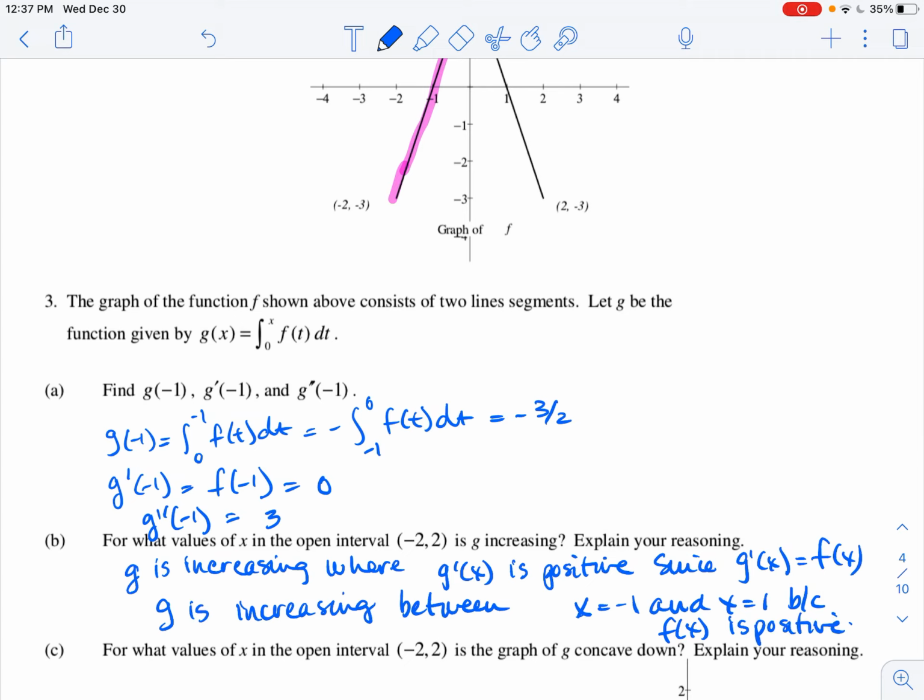For what values is the graph concave down? The graph is concave down where g prime of x is decreasing, or that f prime of x is less than 0, and this means that f of x is decreasing. So g of x is concave down on 0 to 2.